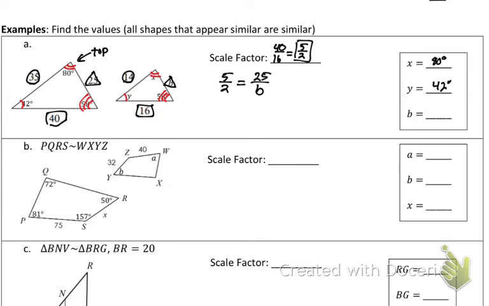All right, now we do our cross multiplication. I have 5b. Correct me if I'm wrong, but I'm pretty sure 2 times 25 is 50. Pretty sure we didn't need a calculator for that. Divide by 5, and we're going to have b equals 10. So we can go over here and say, oh, my b equals 10.